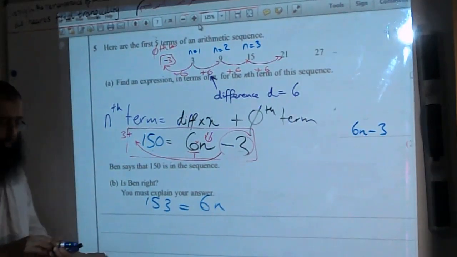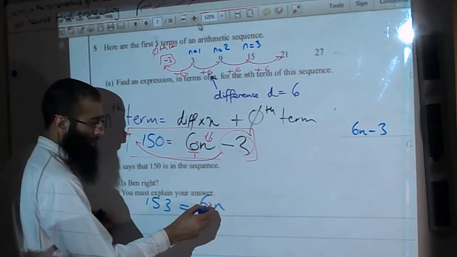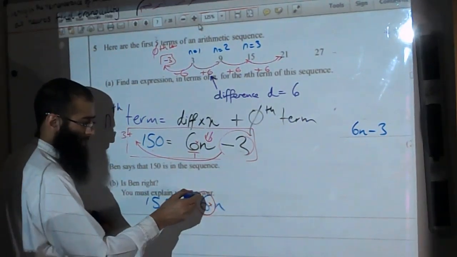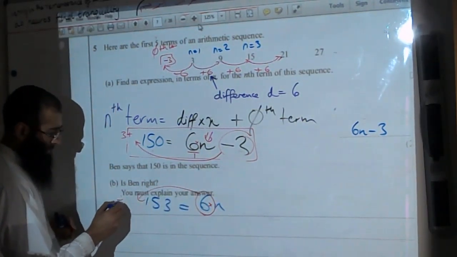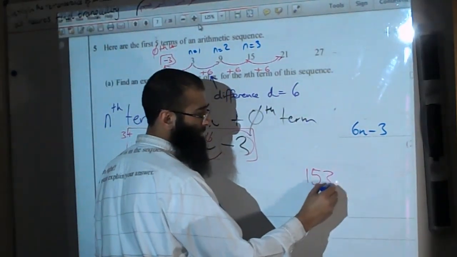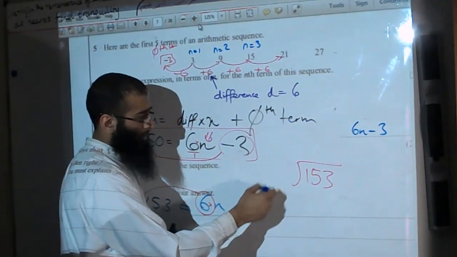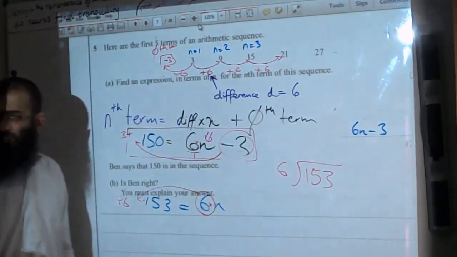Okay, now, so Mia, what do I move next? So I move the -3, I have to now move the? Times by 6. And opposite of times by 6 is? So we got 153. Does that come here clearly? Yeah. Okay, 153 divided by 6.